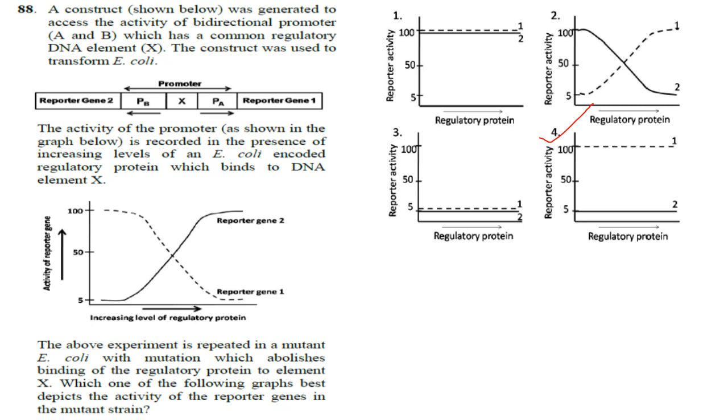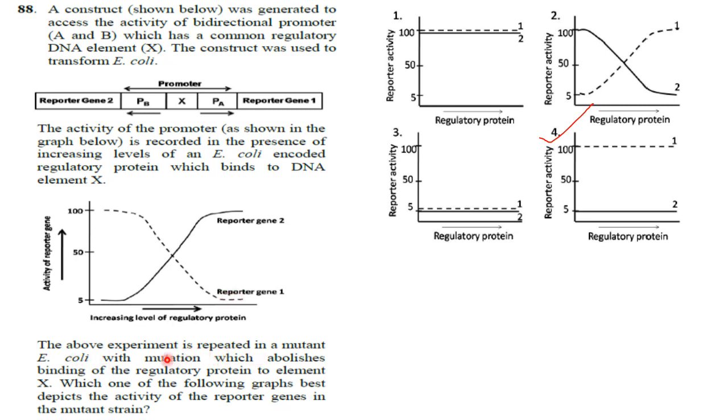Then next one. A construct shown below was generated to assess the activity of bidirectional promoter A and B, which has a common regulatory DNA element X. So this is promoter B, this is promoter A, this is the common regulatory DNA element. The construct was used to transform E. coli. The activity of the promoter is recorded in the presence of increasing levels of an E. coli encoded regulatory protein which binds to DNA element X. So this is how it changes the activity of the reporter gene. With increasing level of regulatory protein, reporter gene 2 will be increased, and reporter gene 1 will be decreased.